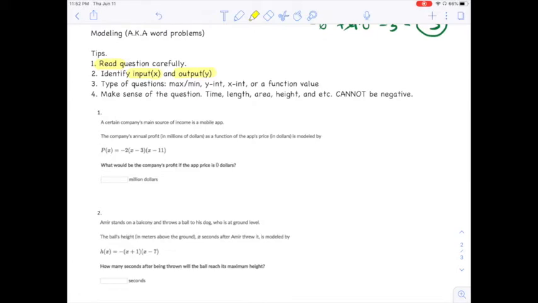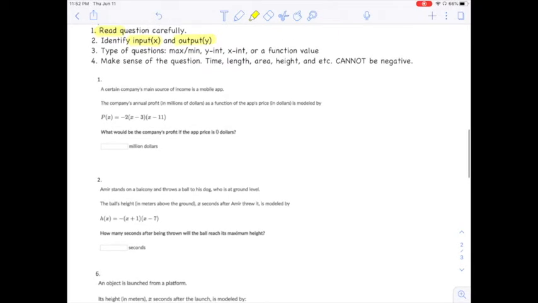All right, and after that, the types of questions. Normally you will see four different types of question. The popular ones ask for the maximum or minimum value, or the y-intercept, which is the initial value, and they could also ask for the x-intercepts or a function value. We will practice that by solving these problems, right?